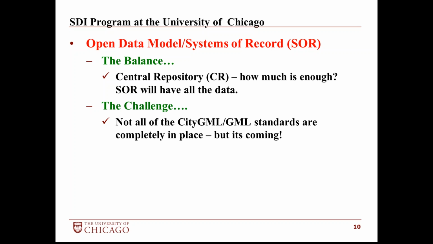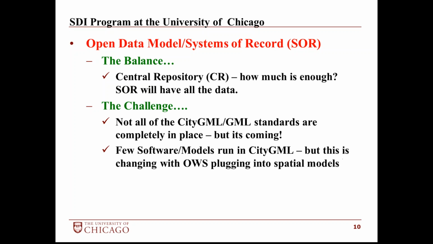But it is somewhat concerning that they're not currently there, and you can kind of look at them. Another one is a few software models actually run in CityGML, and that is changing fairly rapidly. We just saw recently Esri just put some additional support extensions in for CityGML, and obviously the OGC through the Open Web Services, there's a lot of plugins going in for spatial models. Not so much in the United States, more in Europe and in East Asia, where some of this is actually going on with CityGML in the background.